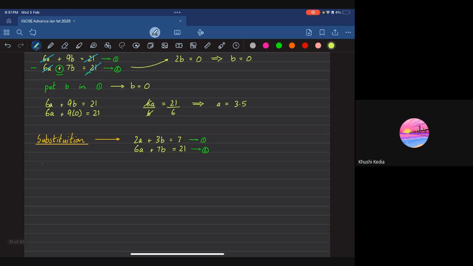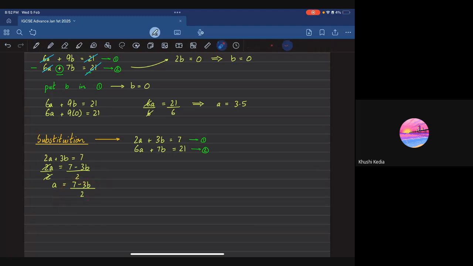How are we going to do that? Let me take equation 1. So equation 1 is 2a plus 3b is equal to 7. It is also equal to 2a is equal to 7 minus 3b. 2 divided over here, it's going to be a is equal to 7 minus 3b over 2. Now you've got some sort of value of a. It's not the numerical value of a, but you've got some sort of value of a.